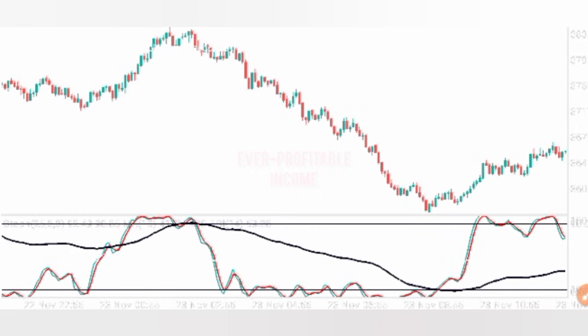On our indicator window, we have the RSI, the stochastic oscillator, and the moving average. Those are the three indicators we are going to be using today. The RSI is just to mark out our levels, and the stochastic and the moving average will give us the signal to buy or to sell.